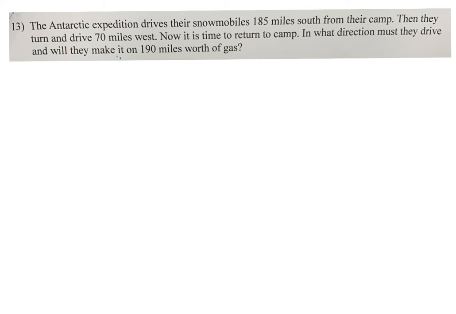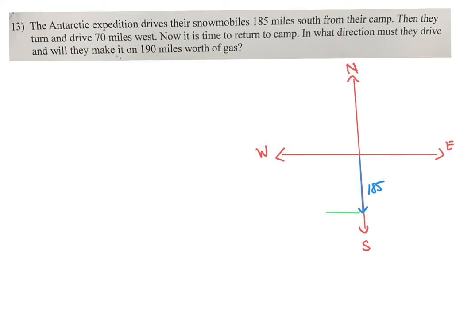So I'm going to draw a coordinate plane here, just to give myself a visual of what they're doing. And our infamous north, south, east, and west. All right. So they drove 185 miles south. That means they went this direction, and the length there is 185. Then they turned and drove west, which means they went this direction for 70 miles.